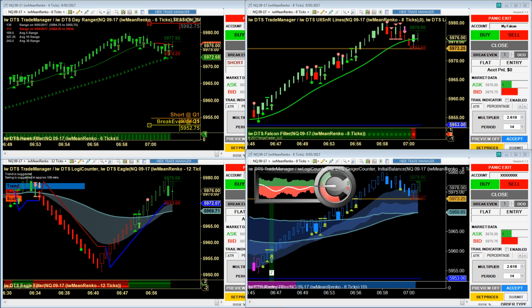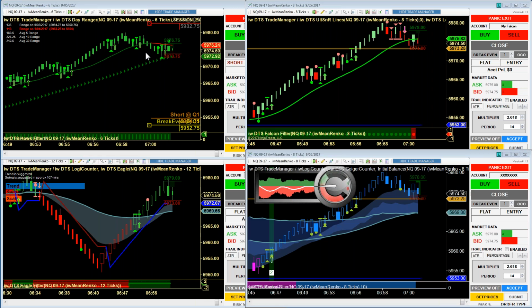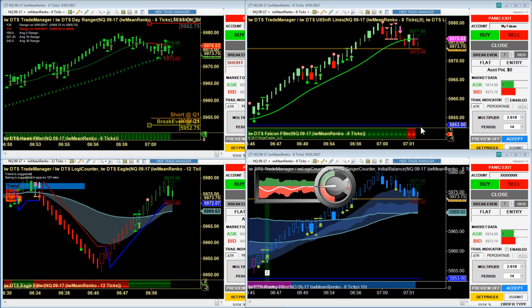All right, there's the beginnings of a pullback. It's very, very early. The market pretty much retraced the earlier move down, and now we're producing a macro pullback signal here on the Hawk. We're in the middle of forming a possible late filter entry on the Falcon.